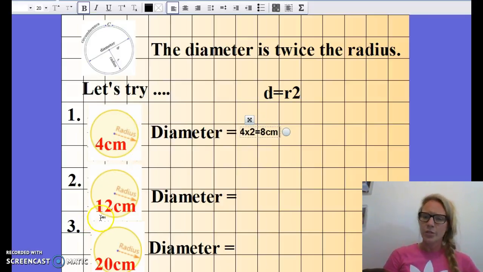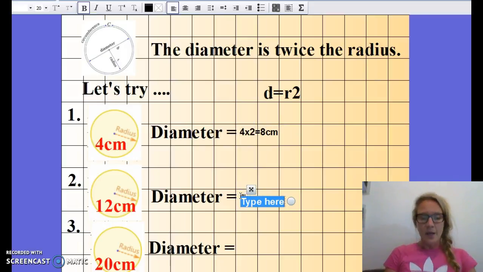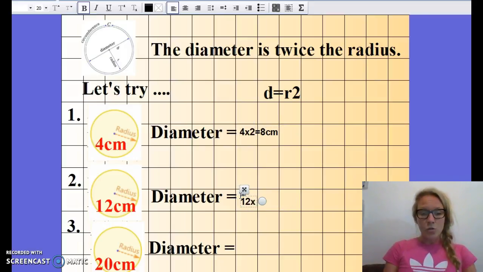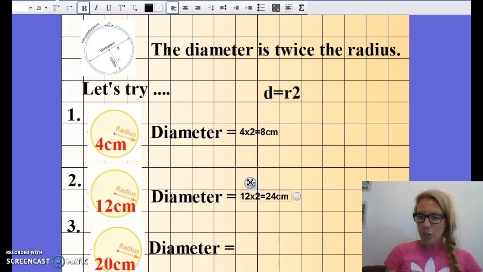If we look at circle number 2, the radius is 12 centimeters. So to find the diameter, again we would double 12. So 12 times 2 equals 24 centimeters. So the diameter of circle number 2 is 24 centimeters. And finally, circle number 3, I'm going to give you a couple of minutes and see if you can think about how you would solve that one yourself.